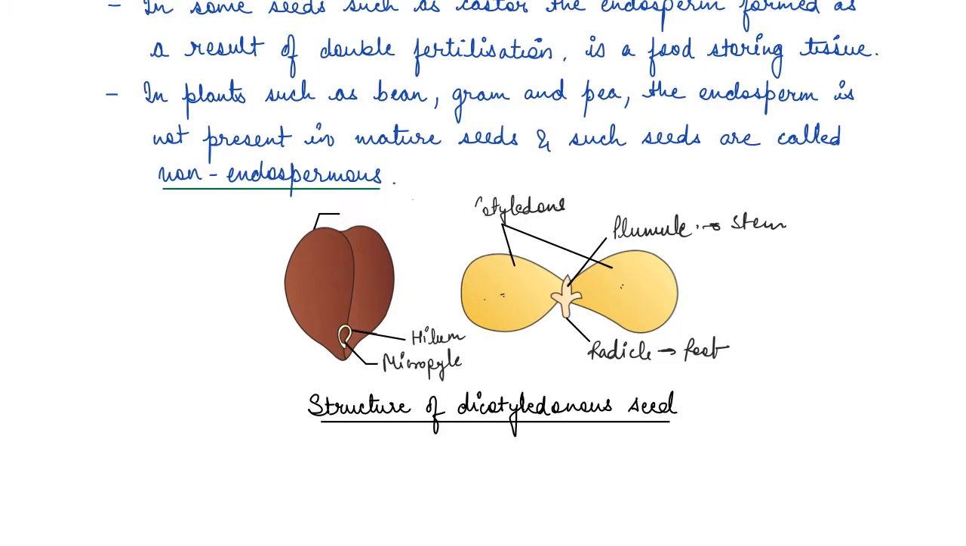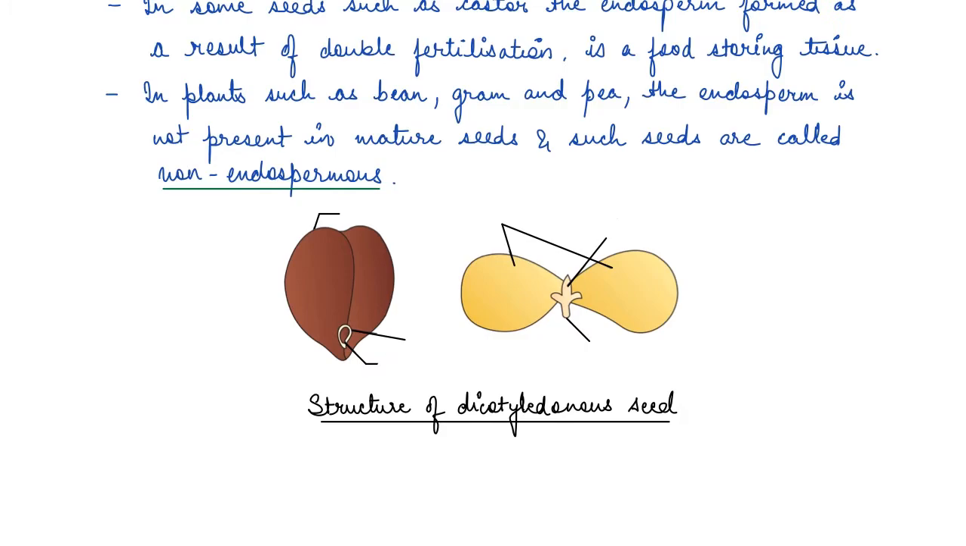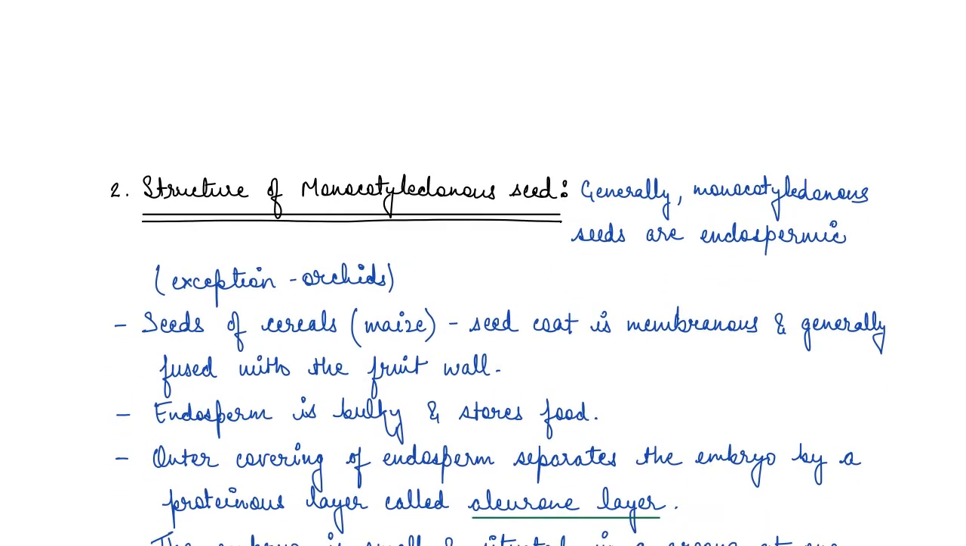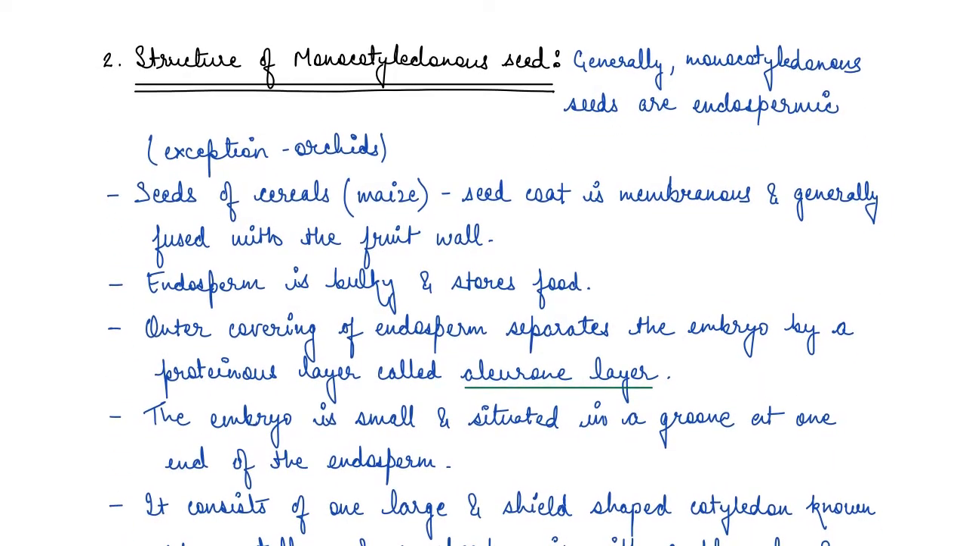Now let's move on to the structure of a monocot seed. How does a monocot seed look? If we see the structure of a monocot seed, they are endospermic. What does it mean? It means that most of the monocot seeds are endospermic. There are always a few exceptions, like orchids, but it means that the endosperm is not completely consumed during embryo development, so they have some endosperm left after that.